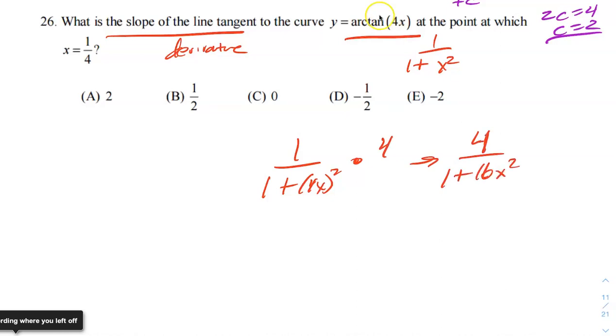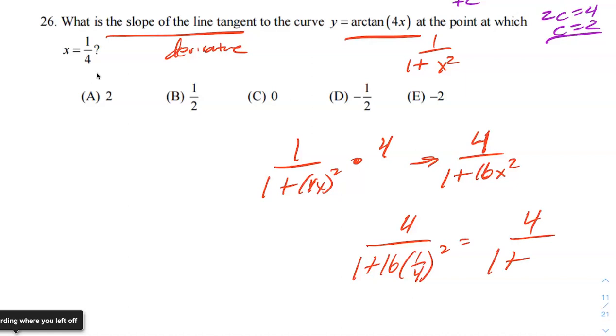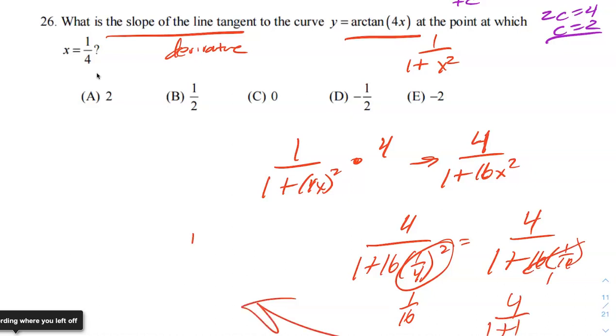That's the derivative. And now I gotta plug in 1/4. So that's gonna be 4 over 1 plus 16 times 1/4 squared. Remember, this is all without a calculator. 4 over 1 plus, this is 1 over 16. So I get 16 times 1 over 16. That was bad. So that's just 1. So I get 4 over 1 plus 1, also known as 4 over 2, which is 2. So there we go.